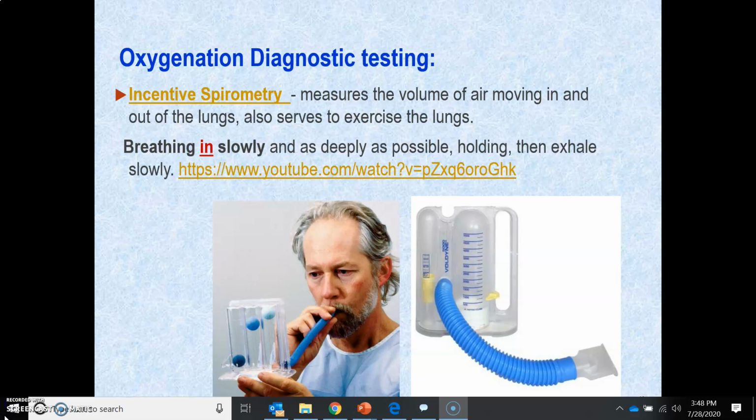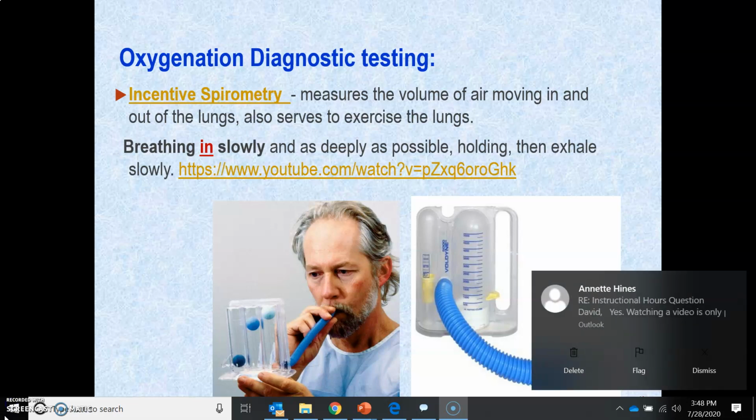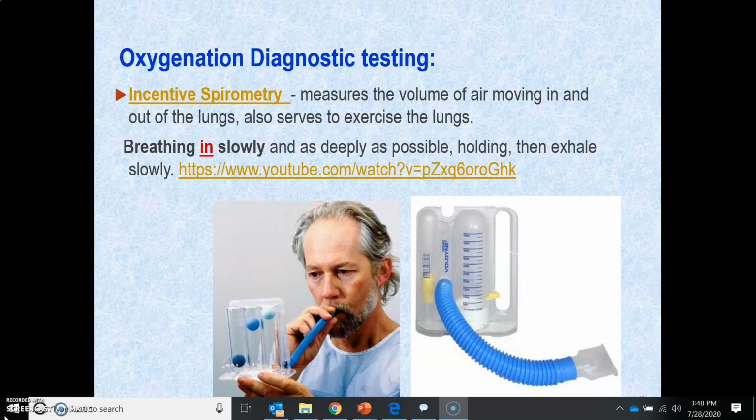Okay, so here's our friend, the incentive spirometer. It measures the volume of air moving in and out of the lungs, and it also serves as an exercise for the lungs. So we breathe slowly in and deeply as possible, holding it, and then exhale. Okay, so the person puts their lips on the mouthpiece. First of all, they blow out, then they put their lips on the mouthpiece, and then they inhale, suck like they're sucking a peanut butter milkshake.